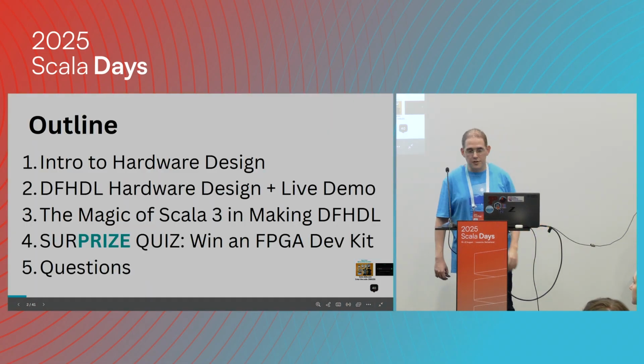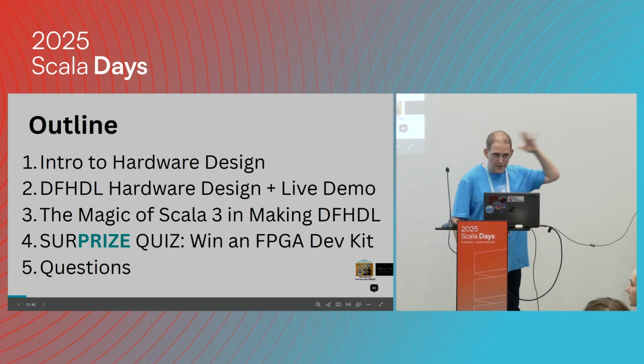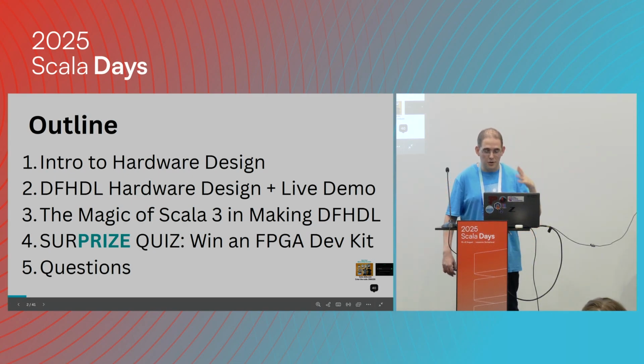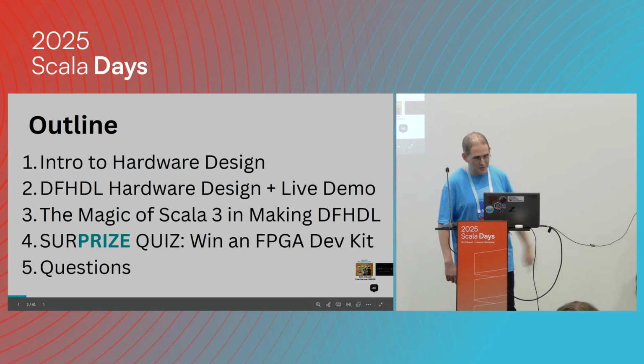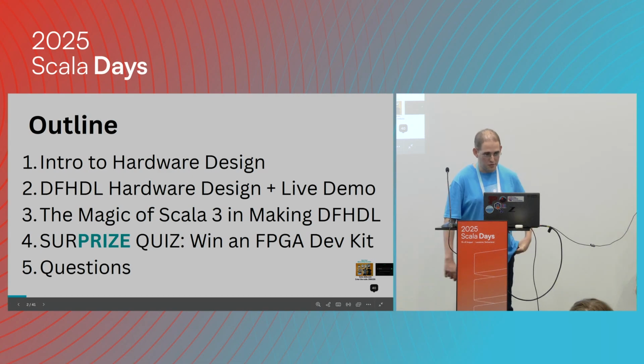So the outline for this talk is: we have an introduction to hardware design, what it is, and how to use a library that we developed called DFHDL for hardware design, plus a live demo, a real live hardware demo right here. And we'll also cover the magic of Scala 3 in making DFiant HDL. And we have a surprise quiz, and you get a prize. You potentially get this hardware development kit, not the phone. And hopefully there's time for some questions.